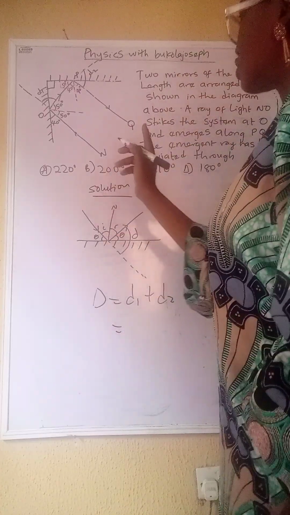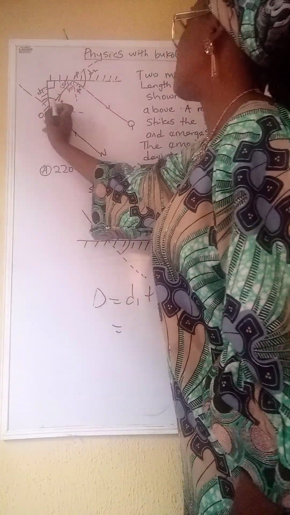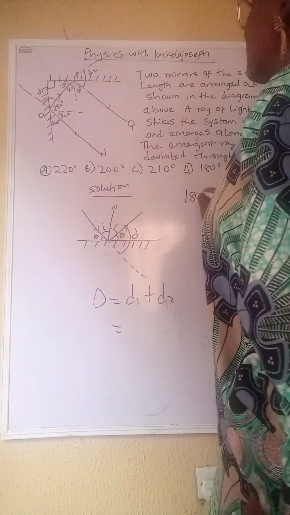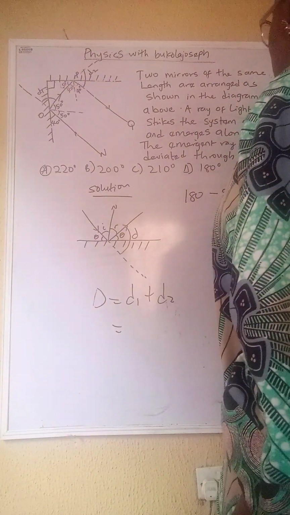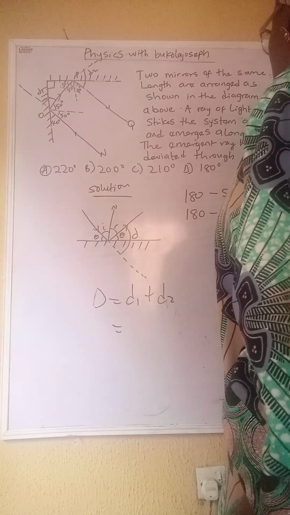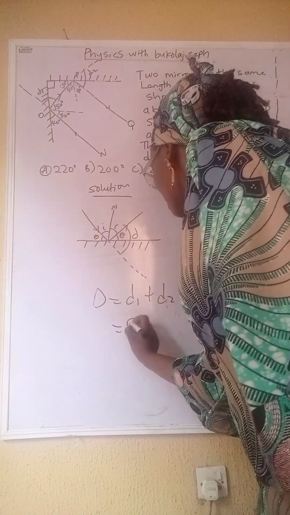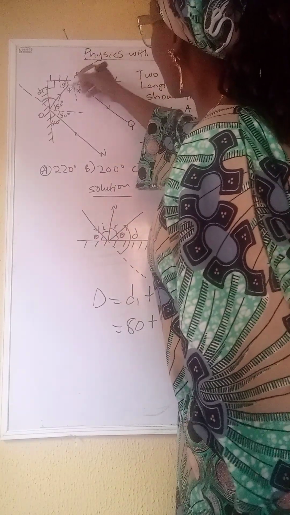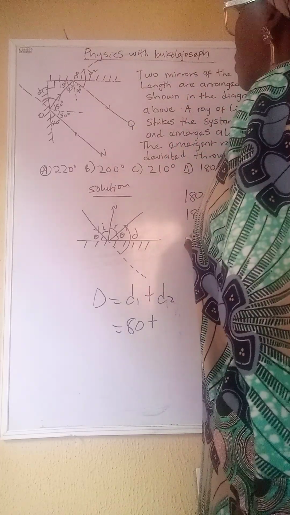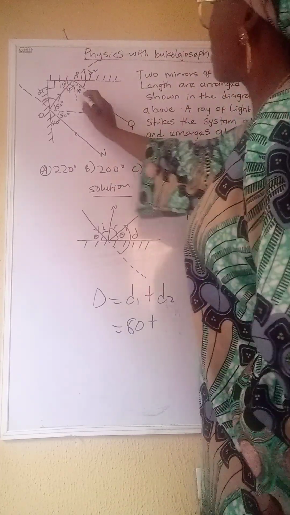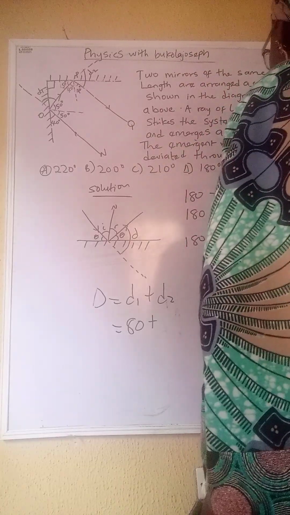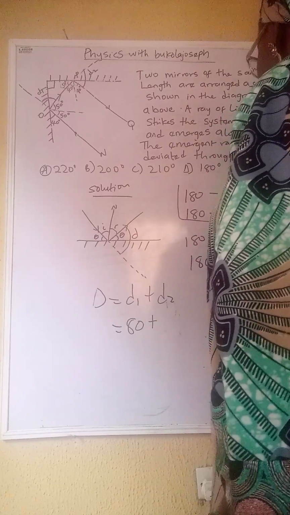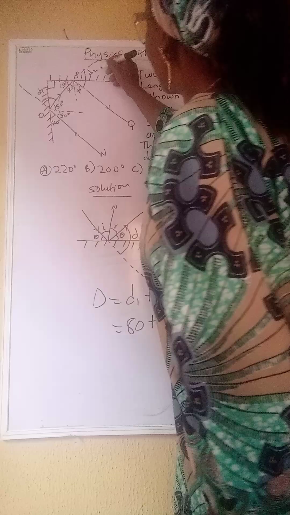Now let's go back to our sketch. What is D1? D1 is going to be this angle. Using angle on a straight line, we have 180 minus 50 minus 50. This is equal to 180 minus 100, so we have 80 as our D1. What is D2? Using the same principle, angle on a straight line, we have 180 minus 40 minus 40, which is 180 minus 80. This is equal to 100. So our D2 is 100.